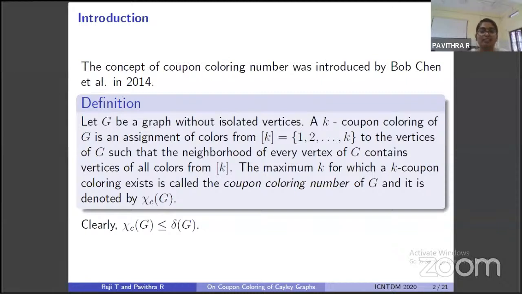One coupon coloring is always there, but we have to maximize the K. Maximum K. You want the maximum K for which that happens. Does it have any?